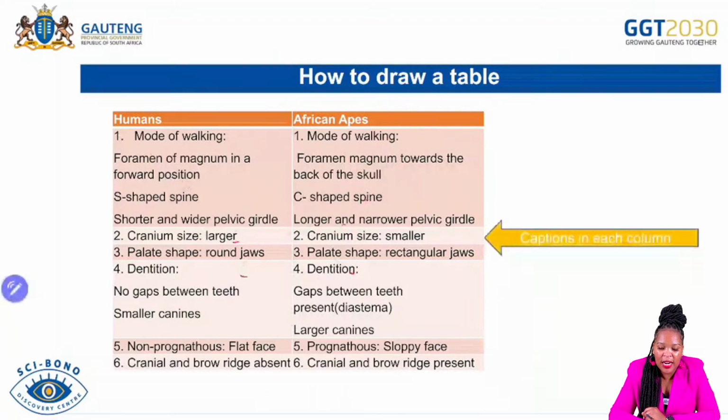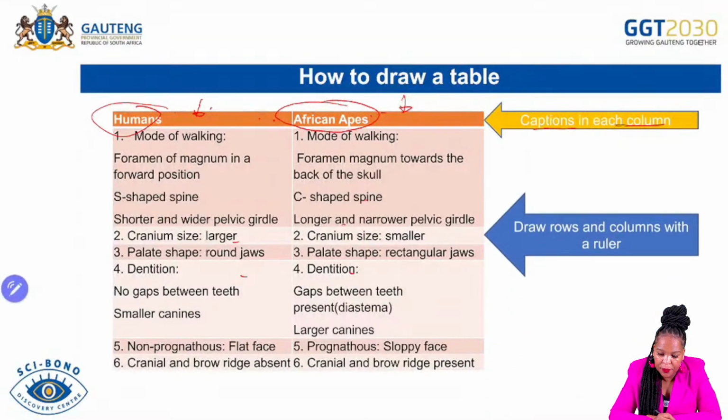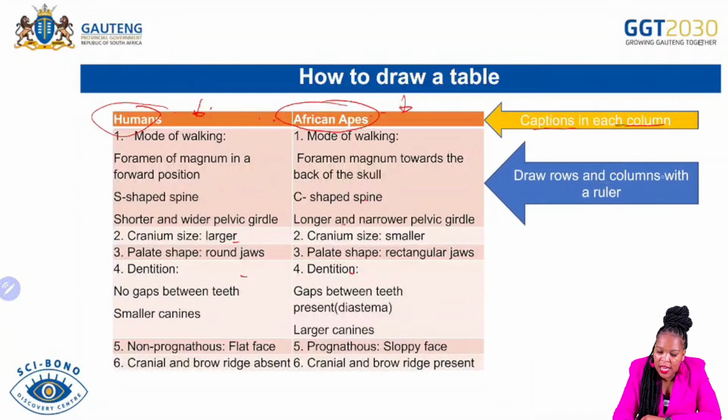Now let's check what are the things that you need to look out for. First, the table must have the caption of each column. So this is column 1, this is column 2. You must give us a heading of what you are going to find in column 1. So you are going to find the characteristics of the humans, and then in column 2 you are going to find the characteristics of the African apes. Those are the captions in each column. Then draw the rows and columns with a ruler.